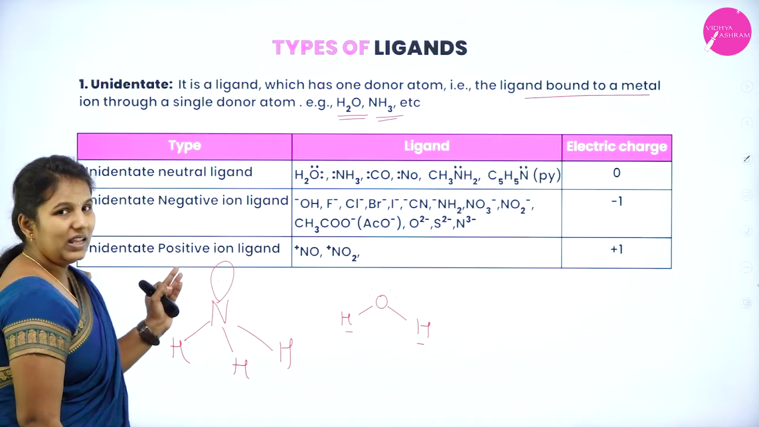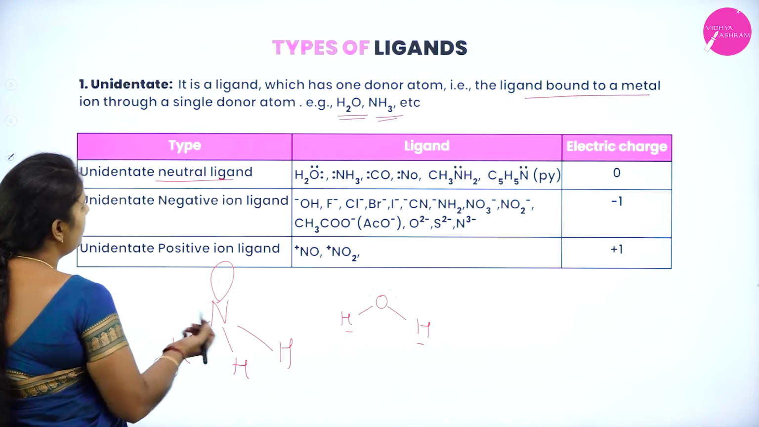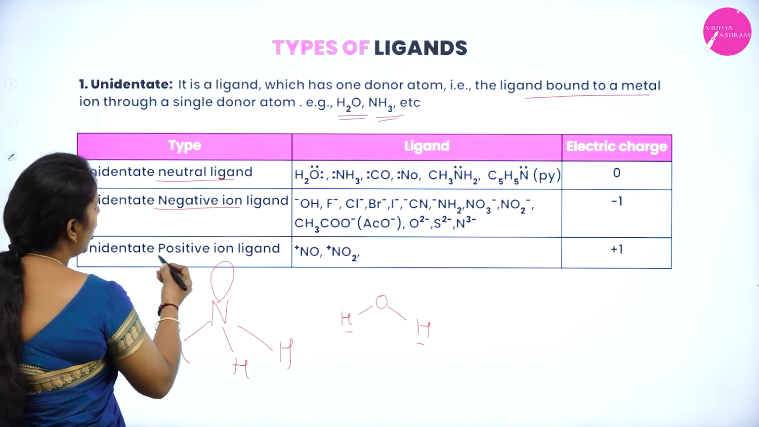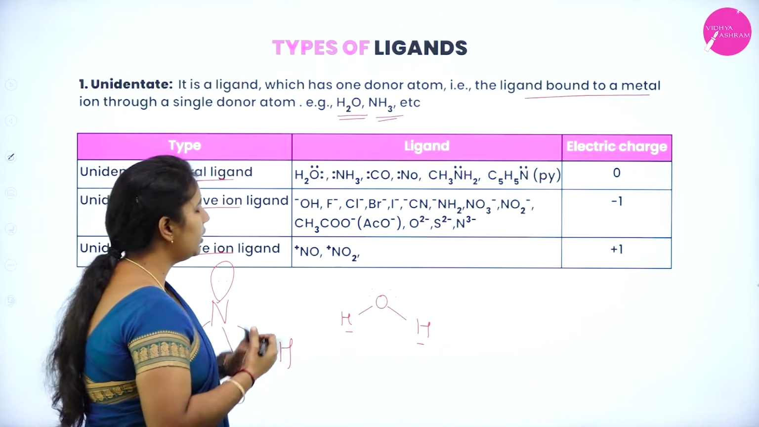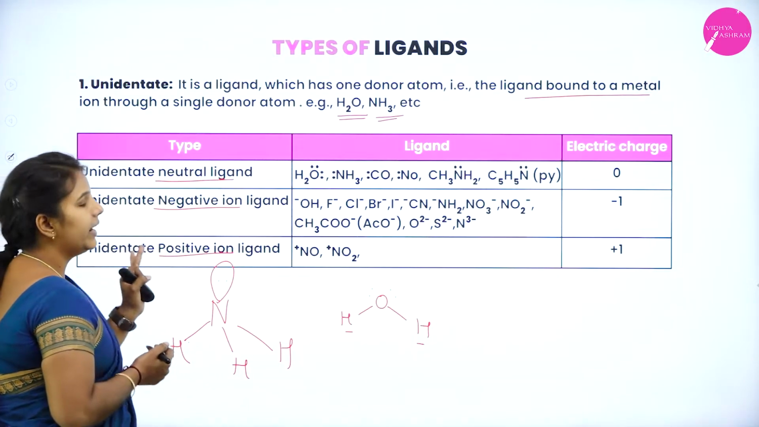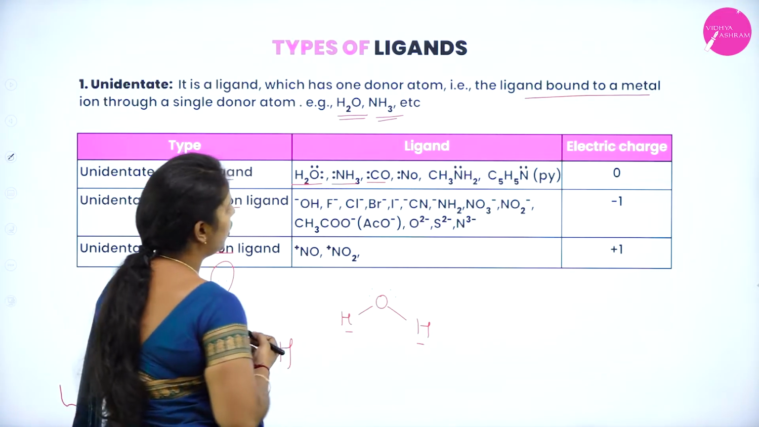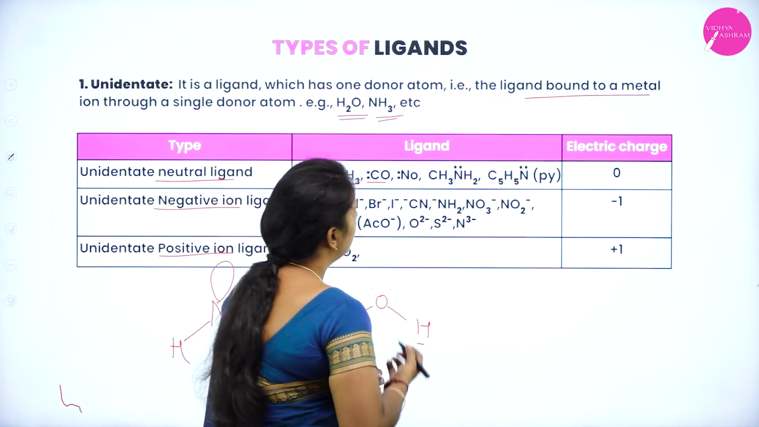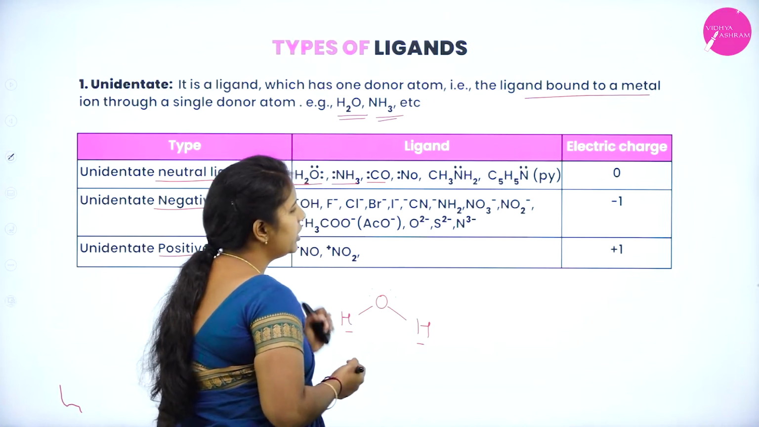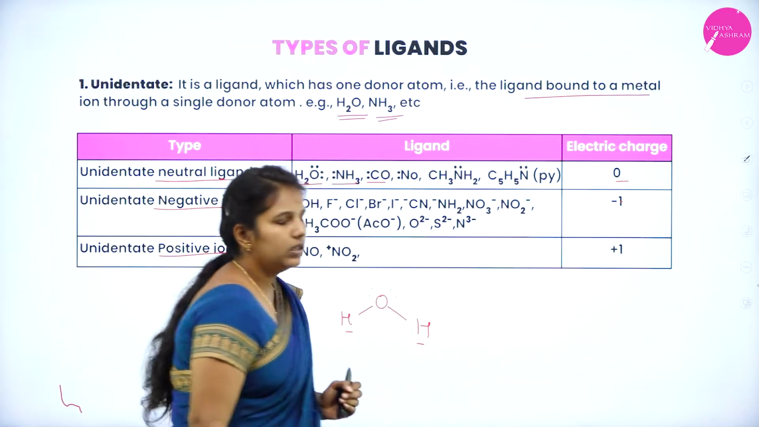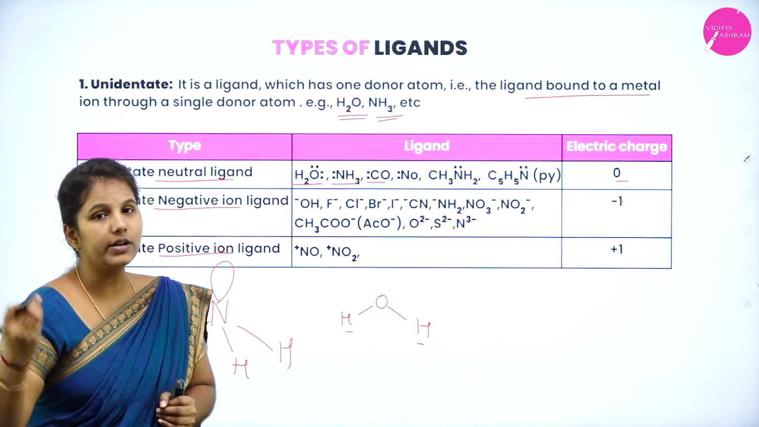Unidentate ligands are again of 3 types. They can be in the neutral form, in the negative anion form, or in the positive ion form. I'll go with the neutral ligand first, the unidentate neutral ligand. Examples are water molecule, ammonia, carbon monoxide, nitrogen oxide, CH3NH2 and C5H5N, which is pyridine. In all these, the unidentate ligand carries what charge? Zero charge, because it is a neutral ligand.